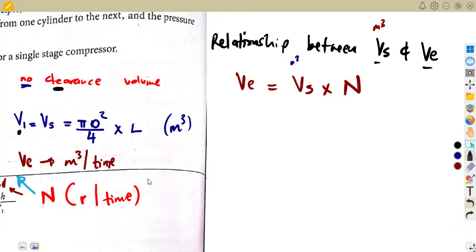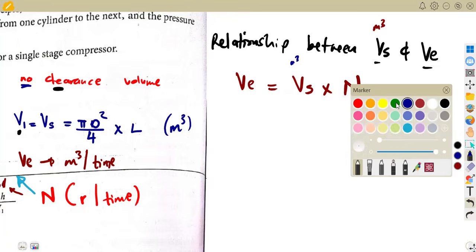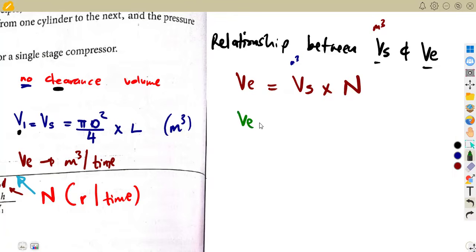So there are things like single acting and double acting. Whenever it is double acting, that's where you see this being multiplied by 2. VE is equal to VS times 2N. Whenever you are given a double acting, the speed is multiplied by 2. So I can make VS the subject, the swept volume, from this.